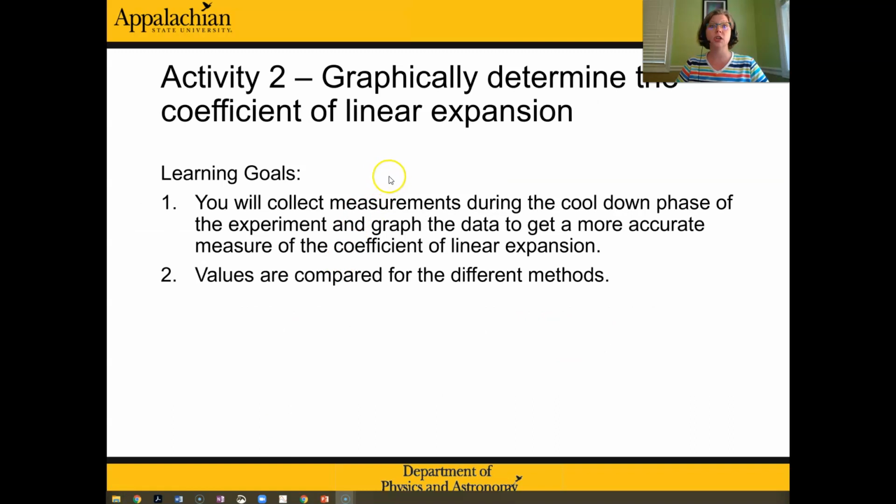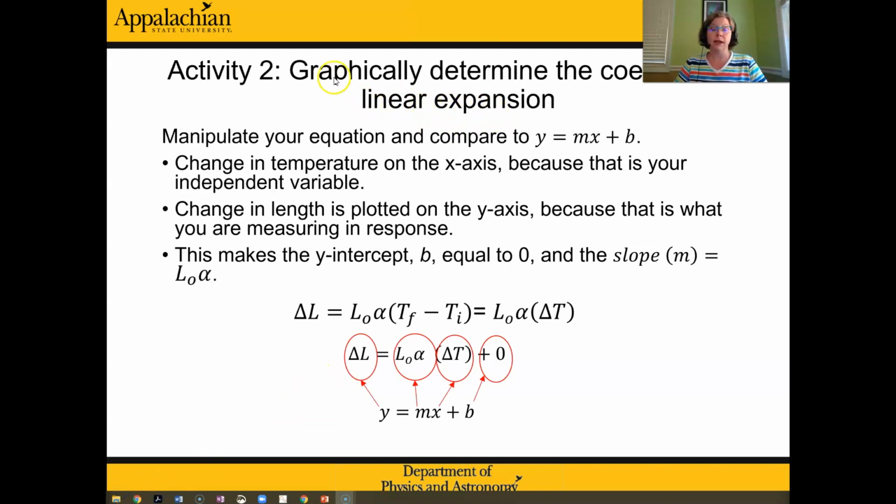In the second activity, you're going to graphically determine the coefficient of linear expansion by collecting measurements during the cool down phase of the experiment and graphing the data. Now, a graphical determination of the linear expansion should be a more accurate representation because the experiment is performed over a greater range of data. In order to use a graphical representation of the linear expansion coefficient, you first need to compare your equation to the equation of a line.